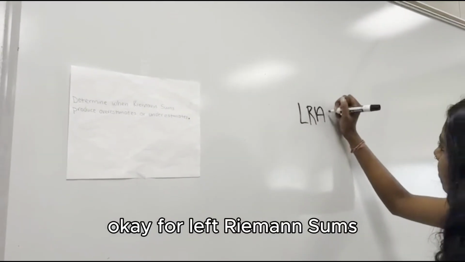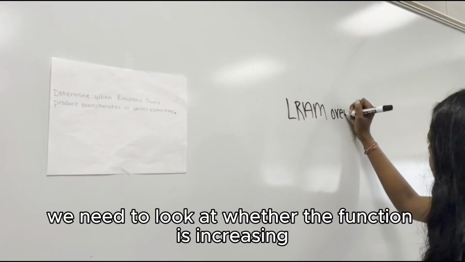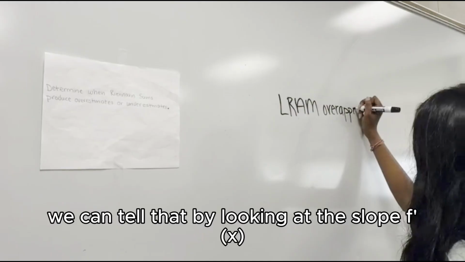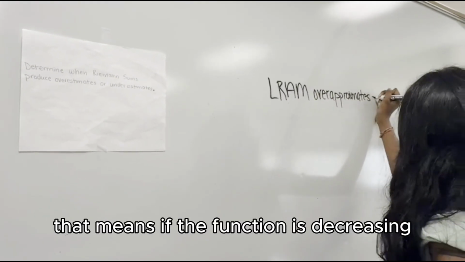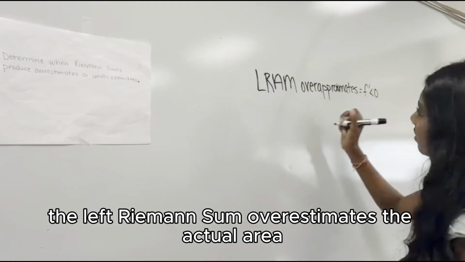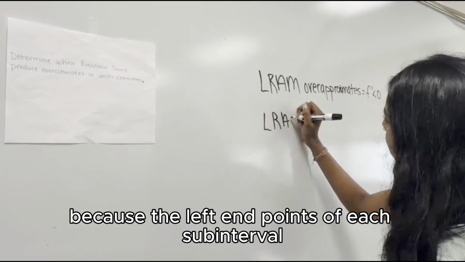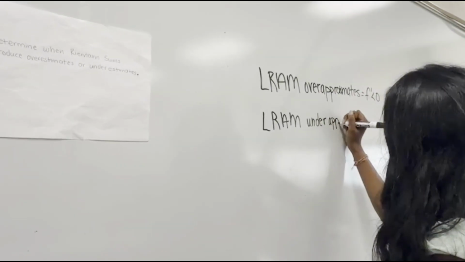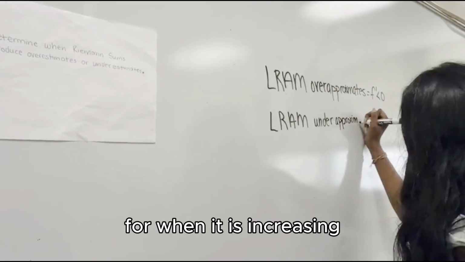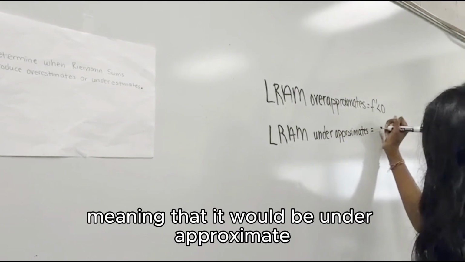Okay, for left Riemann sums, we need to look at whether the function is increasing or decreasing. We can tell that by looking at the slope, f prime of x. That means if the function is decreasing, the left Riemann sum overestimates the actual area because the left endpoints of each subinterval are higher than the original graph. So the rule would be the opposite for when it is increasing, meaning that it would be an under-approximation.